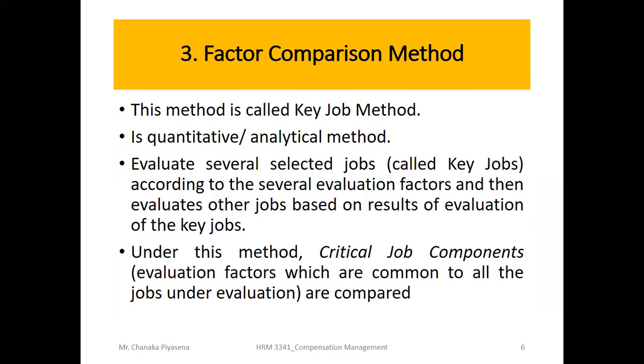This is a basic introduction about the factor comparison method. This method is called the key job method because under the factor comparison method, basically we are trying to identify key jobs. Don't misunderstand, the key jobs are the most important jobs for the organization. That is totally wrong. Key jobs are selected jobs that represent the whole range of jobs.